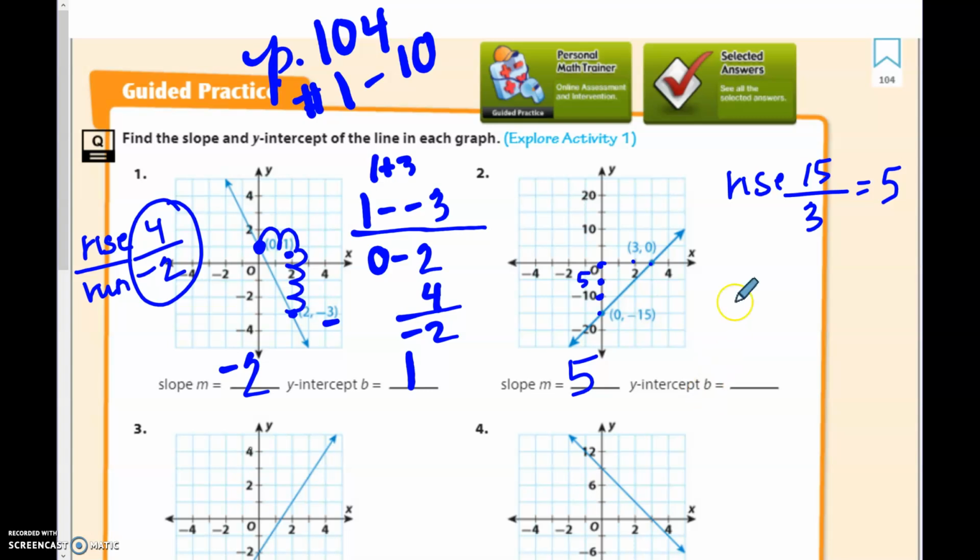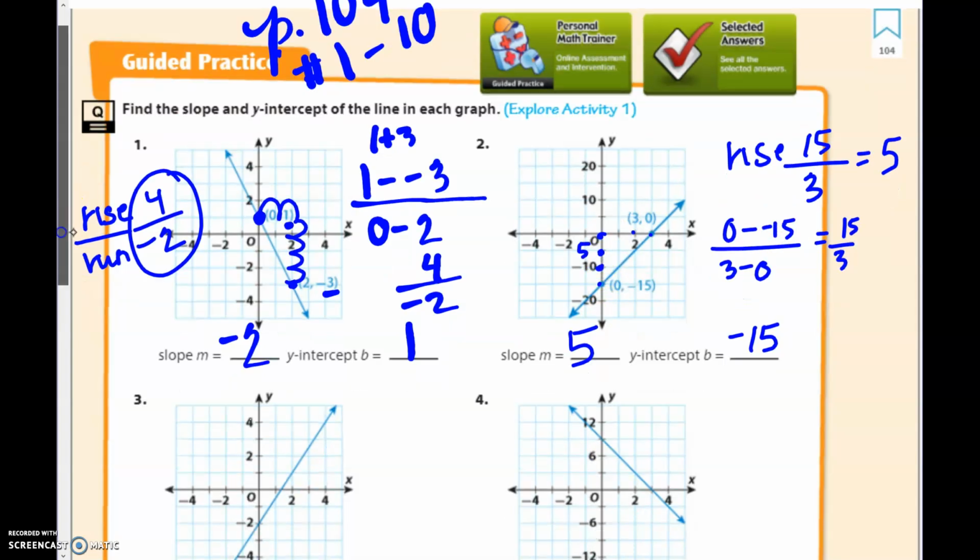Then the y-intercept is where this thing crosses the y-axis, and that is at -15. Now, if you just use your ordered pairs, you wouldn't get caught with going up 5 over 3. You would actually use your points. So you'd be 0 minus a -15 and 3 minus 0. So we'd be at 15 divided by 3, but you didn't have to worry about counting 5, 10, 15. It just worked out for you.